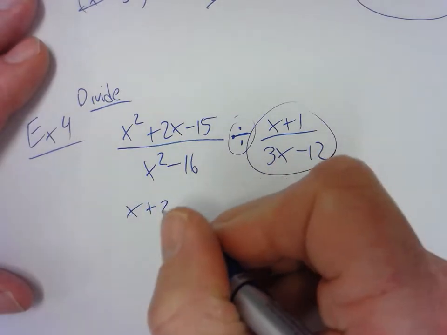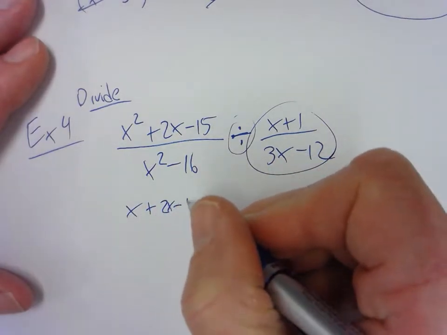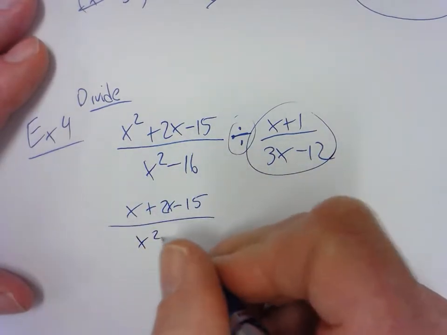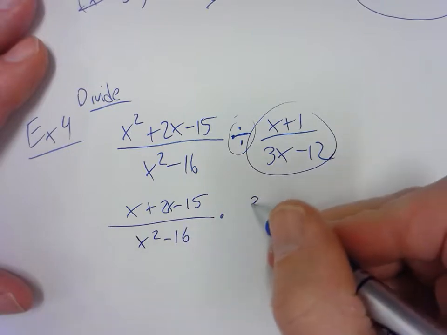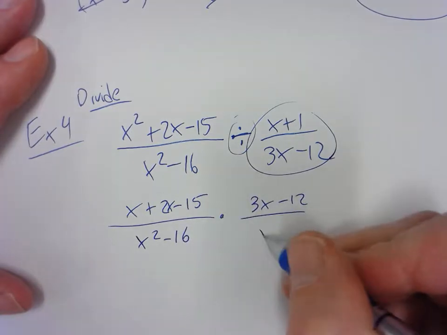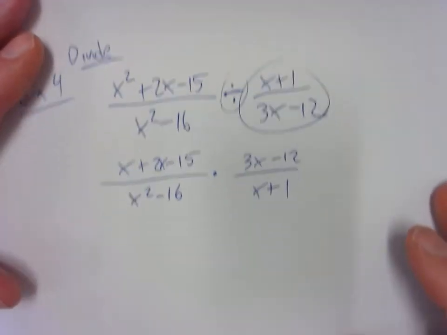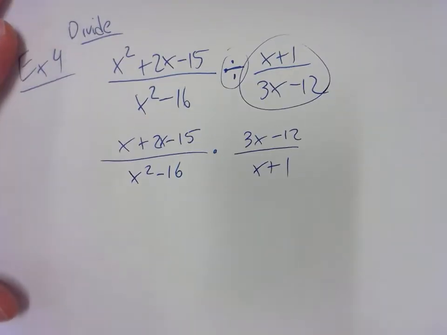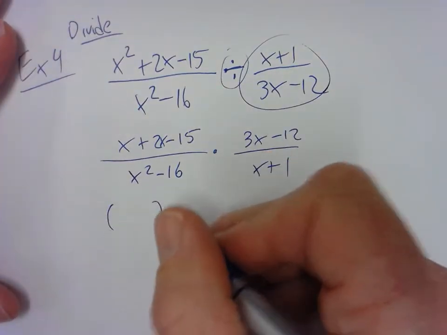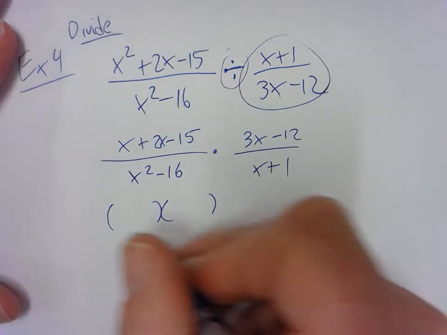So it's x plus 2x minus 15 over x squared minus 16 times 3x minus 12 over x plus 1. So you flip over the second fraction. Then we start factoring just like we did before.